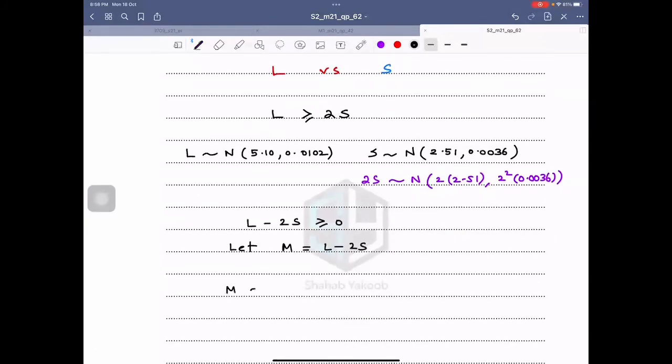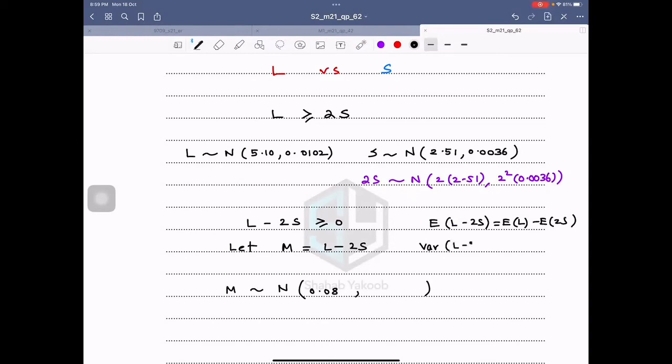Therefore, M follows a normal distribution. The mean will be subtracted. So 5.10 minus 2 times 2.51. This comes out to be 0.08. So technically, expectation of L minus 2S is expectation of L minus expectation of 2S. But you don't have to go into this much detail. This is for explanation purposes only.